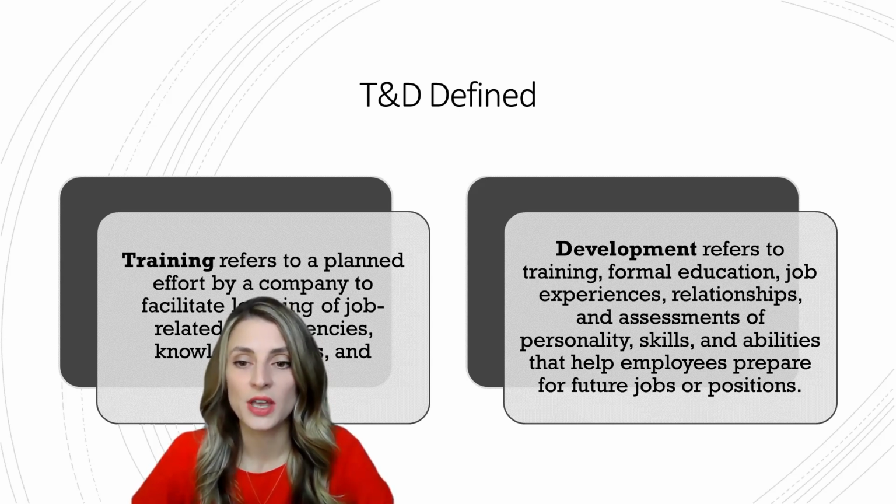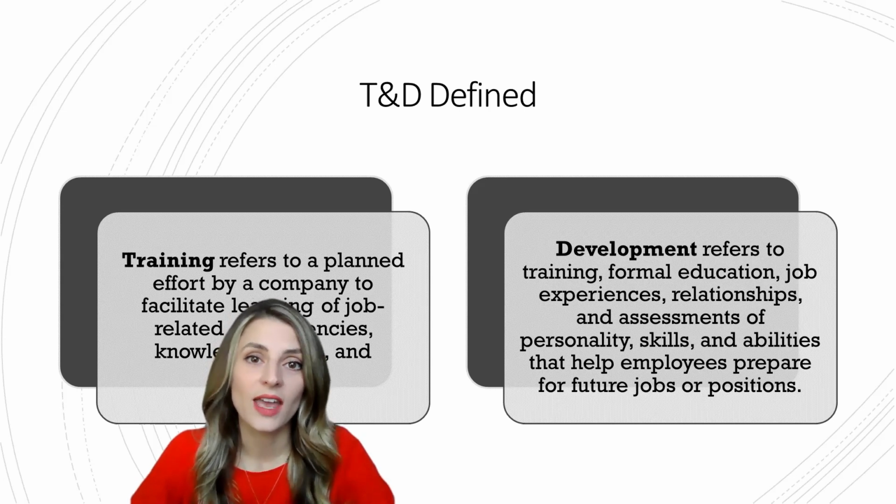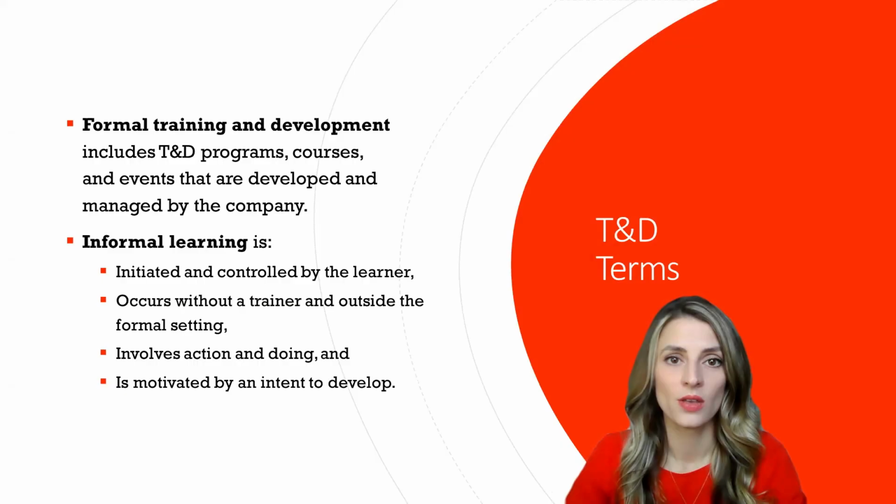You see a few examples here on the screen: formal education, job experiences, social networking, and not the kind that involves Twitter, mentoring, coaching. There are a variety of different experiences that can lead employees to learn and improve on the job behaviors. Development includes all of these different methods. There are multiple ways of categorizing training and development programs. One of the ways that we can think about these programs is in terms of formality.